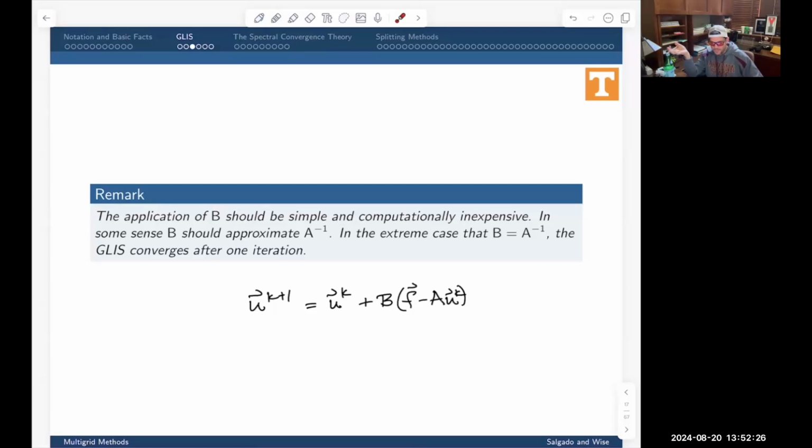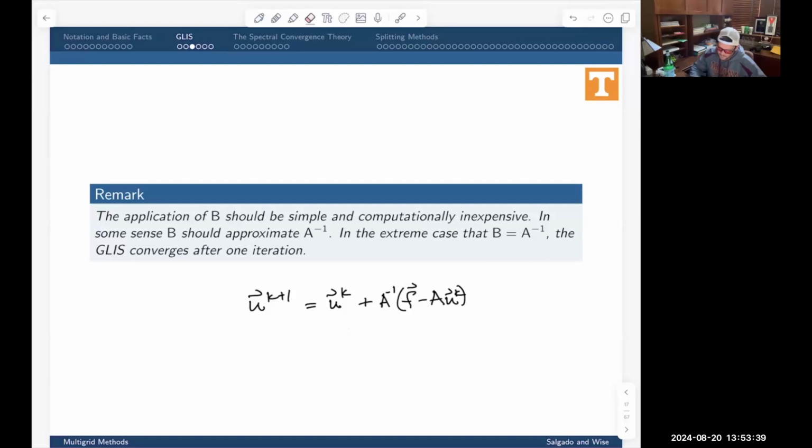The idea is B should be simple to compute, computationally inexpensive. So A inverse times F, that's just U. So we get UK plus U. And then this is going to be A inverse times A times UK. That's just going to be UK, right? So if the iterator matrix was equal to A inverse, then it would converge in one step. There'd be really nothing going on there. That would be beautiful, but it's impractical. Beautiful but impractical.